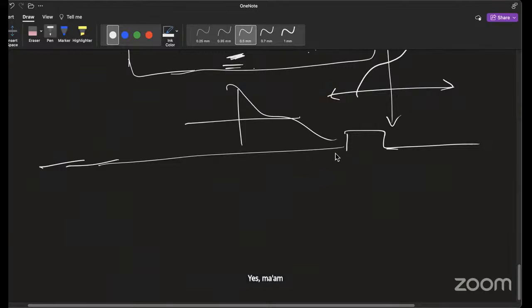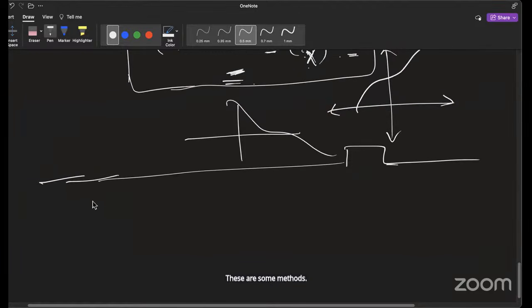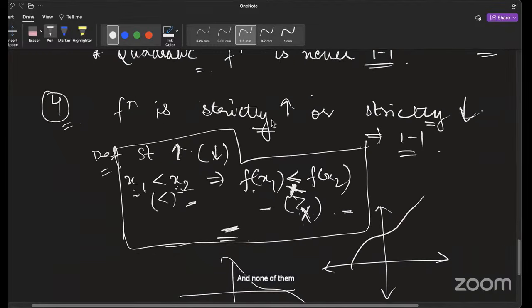Yes, ma'am. These are some methods to check if your function is 1-1 or not. And none of them guarantees you anything. So if you have a function, you test if this is an increasing function. If it's a strictly increasing function, it's 1-1. If it's a strictly decreasing function, it's 1-1. But if it's not strictly increasing or decreasing, then you can't comment.